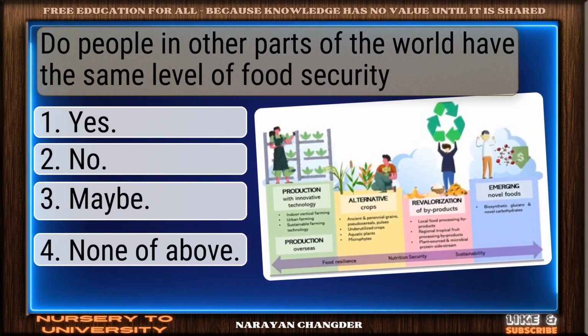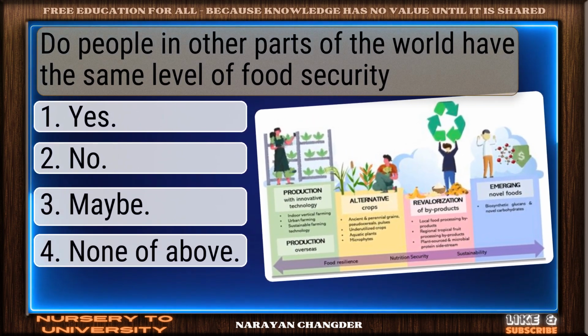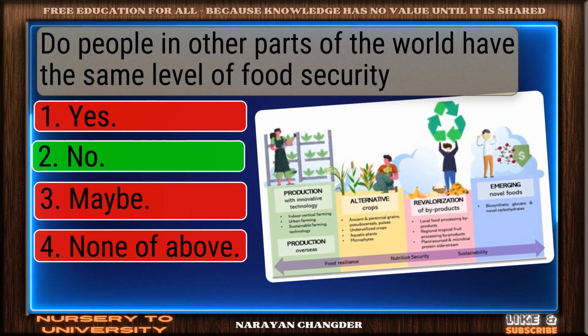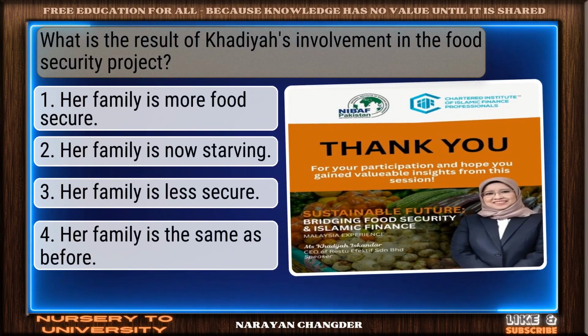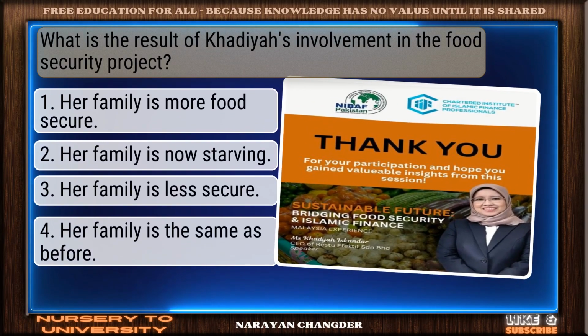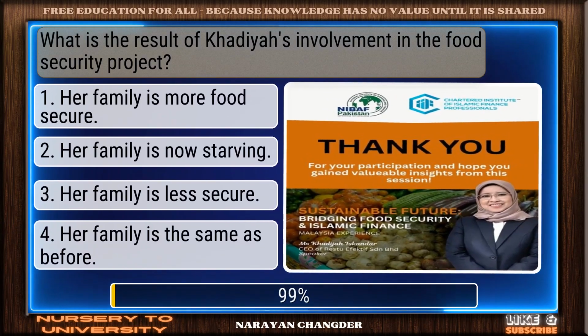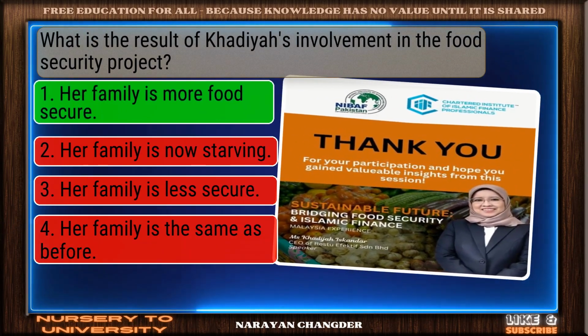Do people in other parts of the world have the same level of food security? Valid point. No is true. What is the result of Khadija's involvement in the food security project? Well done. Her family is more food secure is the right choice.